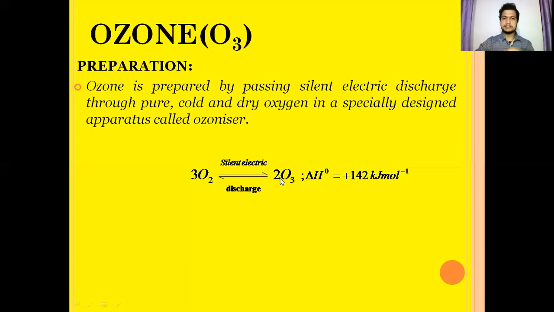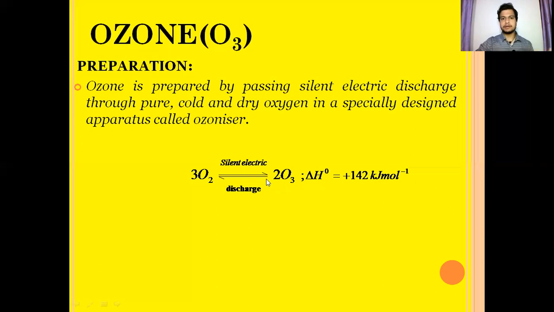And if that energy is given in the form of heat, then that heat will again convert O3 back to O2. Usually in this reaction, only 10% conversion of O2 to O3 takes place. Not much. Only 10% of conversion actually takes place from O2 to O3. And the product which you get is sometimes known as ozonized oxygen also.